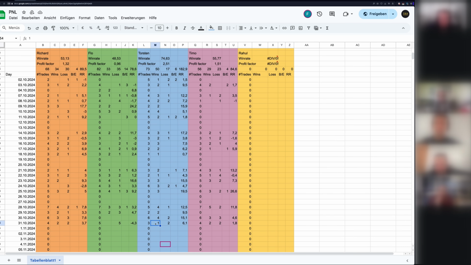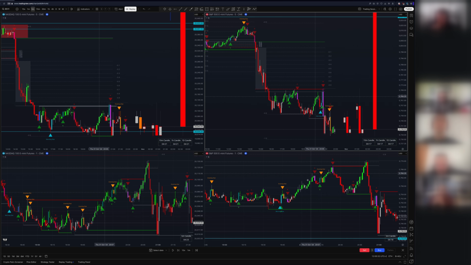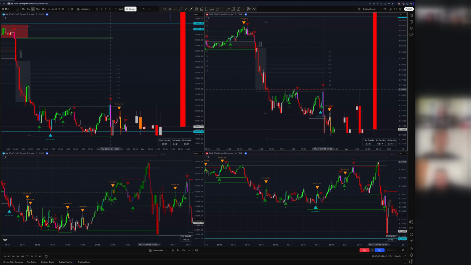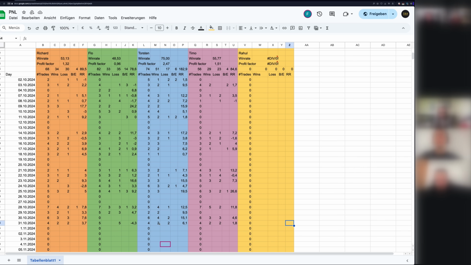But you took out the whole thing there. On the long, you took out everything, from what I remember. Yes, I took out everything. I was thinking about only taking half, but then I took out everything because the session was almost closed. So that's why I had 2 winning trades. And Timo 1.8 with 2 winning and 2 losing trades.